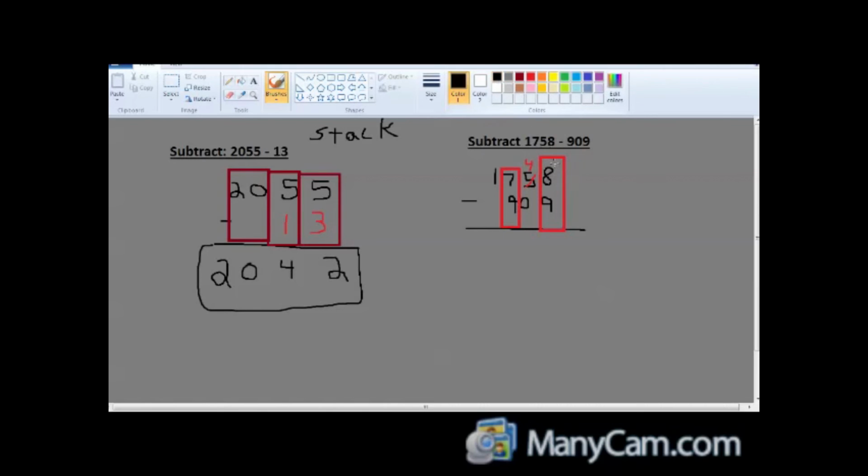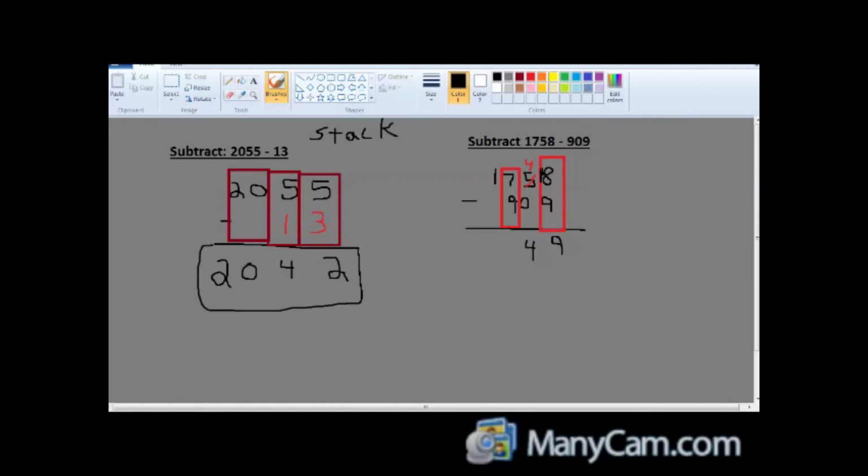And then this 8 becomes an 18 because we took 1 from the 5. Okay? And now we're going to do 18 minus 9. And 18 minus 9 gives us 9. Now, 4 take away 0, or 4 take away nothing, is just 4.